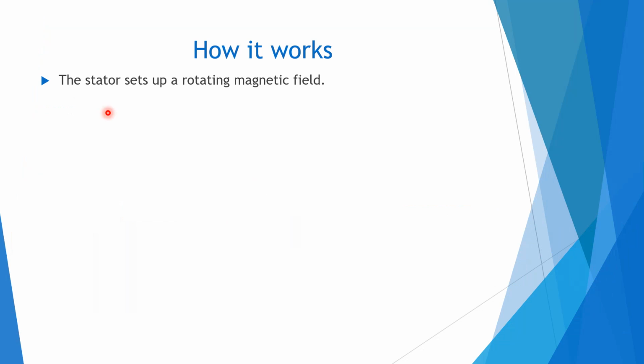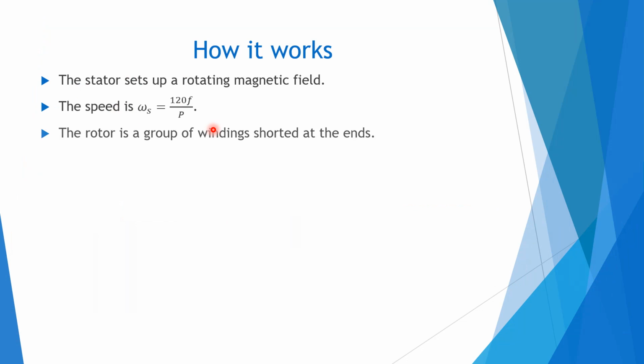Like in most induction machines, the stator sets up a rotating magnetic field. We have seen how it does that. If you have a three-phase winding in the stator, it can set up a magnetic field that rotates in one direction. The speed of that rotation we saw is 120 f over P, the synchronous speed, right?